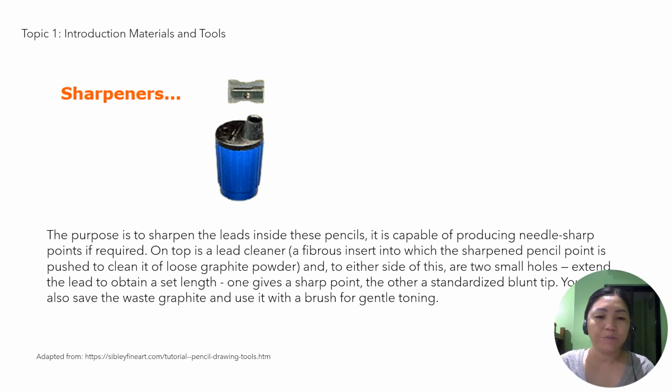Sharpeners, of course, to sharpen the leads inside these pencils. It is capable of producing needle-sharp points if needed. On top is a lid cleaner, a fibrous insert into which the sharpened pencil point is pushed to clean. Okay, you can also use the loose graphite powder. And to either side of this, there are small holes extending the lid to obtain a set length, and one gives a sharp point and the other a standardized blunt tip.